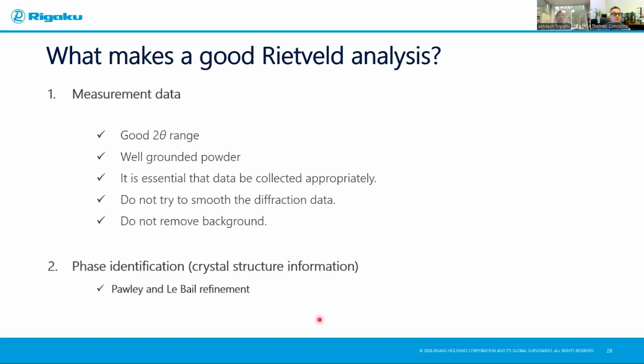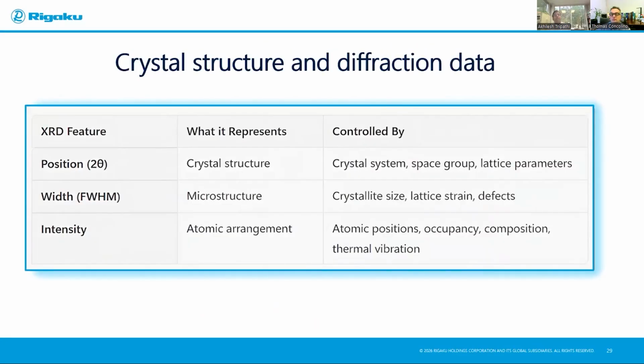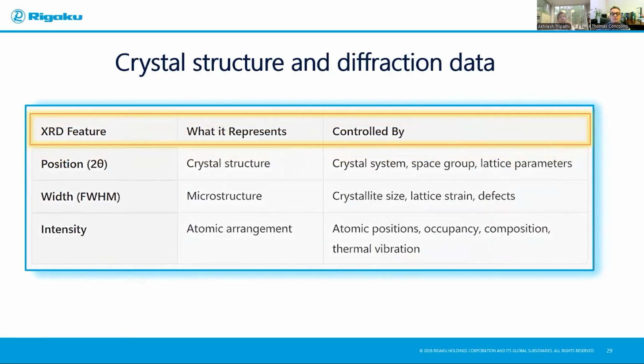With that, let's move into why so much emphasis on crystal structure and diffraction data. I want to mention things one by one so that you can focus, for example, peak position, an XRD feature: what it represents and what it is controlled by.